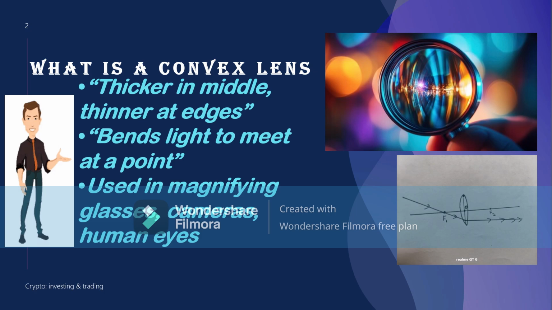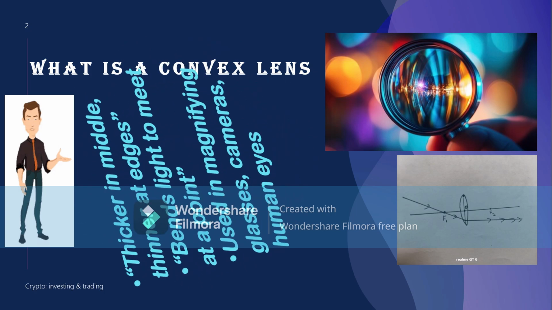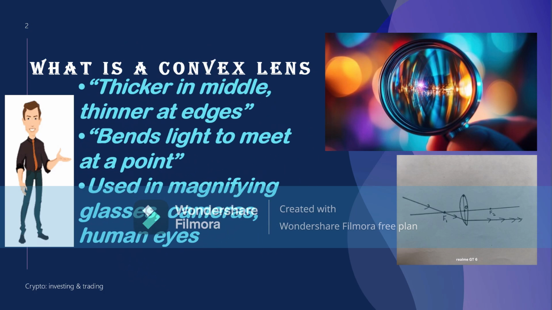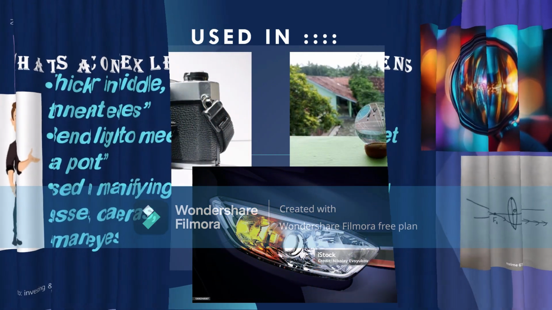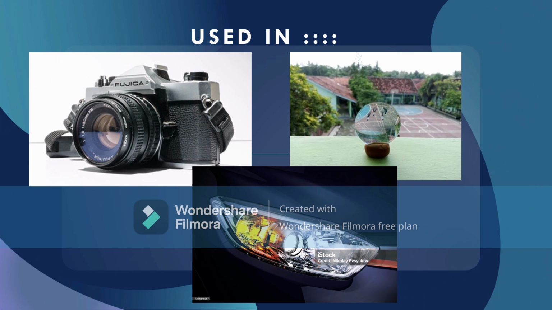Convex lenses are used in cameras, projectors, eyes, and even magnifying glasses. As you can see, they are even used in headlights of cars. In this chapter, we will learn how they form different images depending on where the object is placed. Before that, we need some key terms to know.